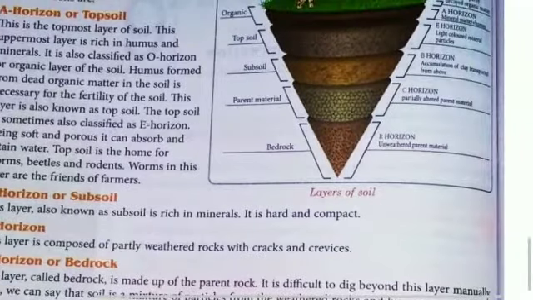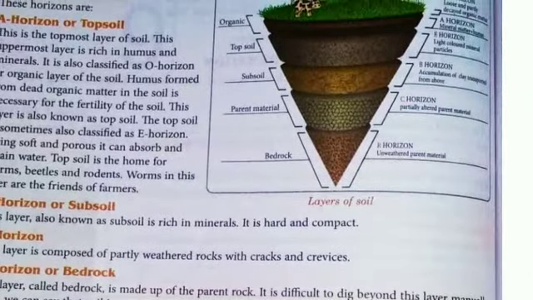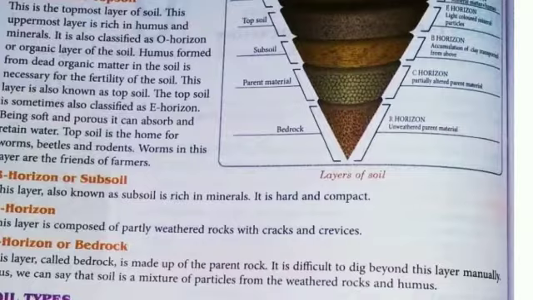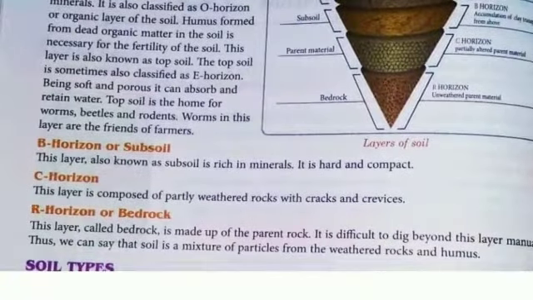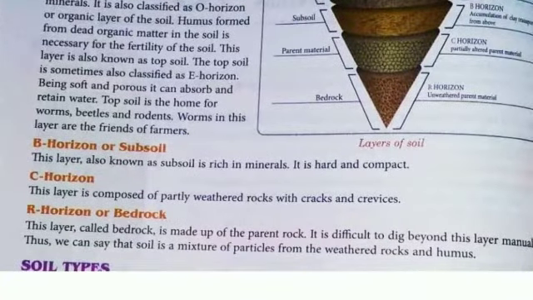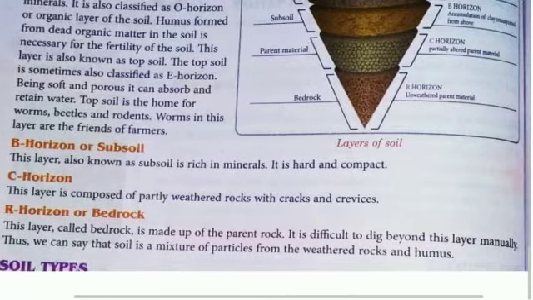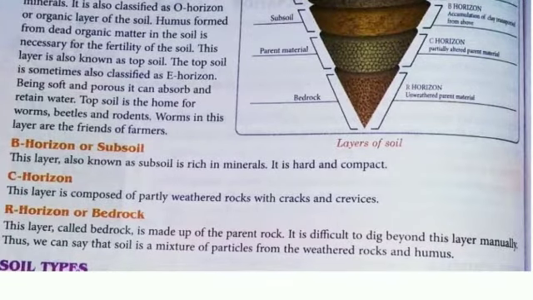Third is C horizon. This is C horizon, partially parent material. This layer is composed of partly weathered rocks with cracks and crevices. Weathered rocks, broken rocks, partly weathered rocks is called C horizon. And the fourth one, the last one, is R horizon or bedrock. This layer called bedrock is made up of parent rock. It is difficult to dig beyond this layer manually.